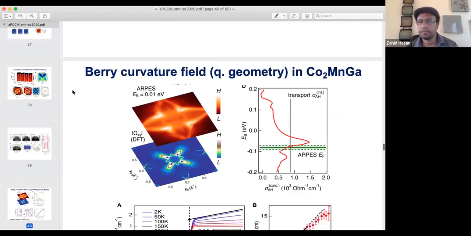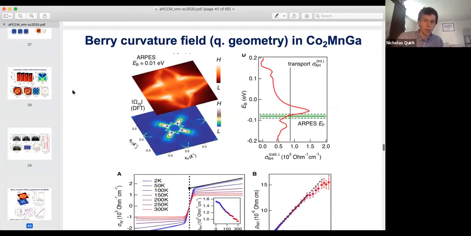Sure. And a similar question, also about cobalt manganese gallium, is for the anomalous Hall effect. I think you may have answered this already, but how do you confirm that it doesn't originate from ferromagnetism, but is of intrinsic topological origin?